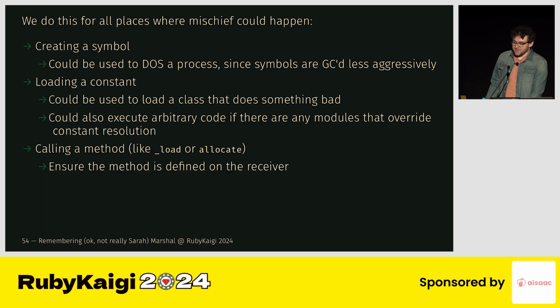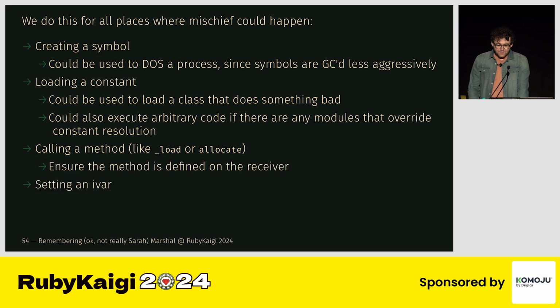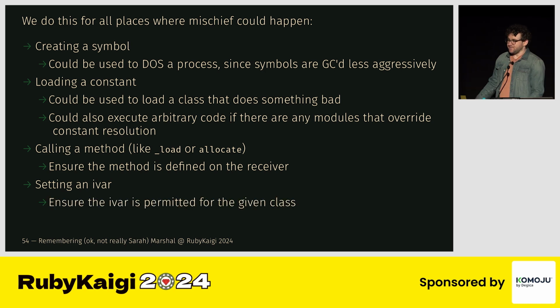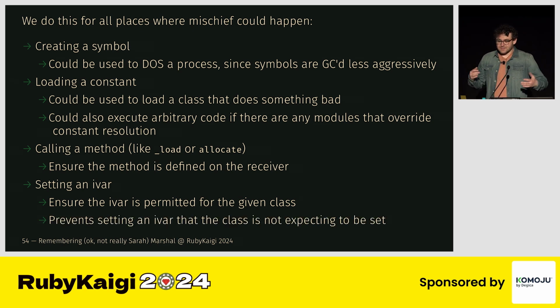Every place we call a method, we make sure that the method is defined. And setting an instance variable, we check, hey, do we know about this instance variable on this class? Are we expecting it to be set? Helps prevent setting instance variables that the class isn't expecting. Maybe the class has a memoized instance variable, where if it's set, it'll avoid recomputing things. I found a CVE in rubygems.org that had an issue like that, but loading from YAML.